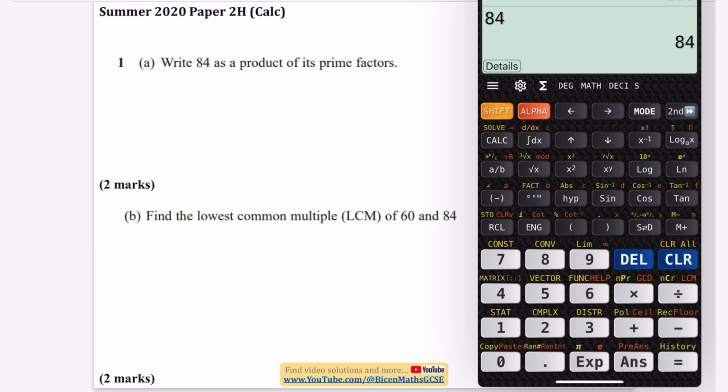So I'm going to press shift, and then I'm going to press the button with fact, and it will automatically put it in its product of prime factors form. So I can just write down that 84 is 2 squared times 3 times 7. This works with any number.